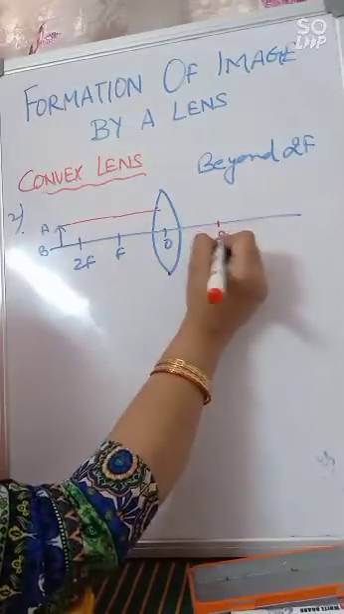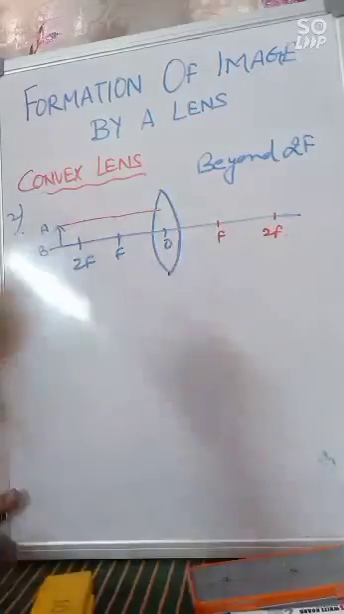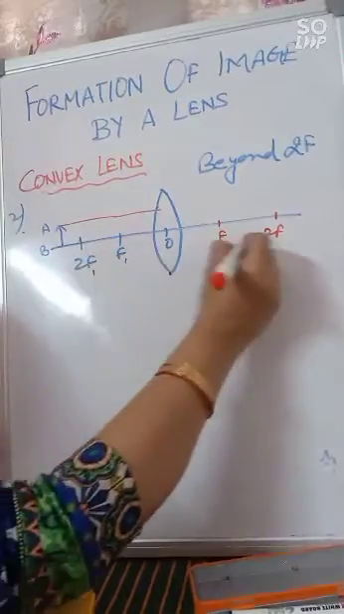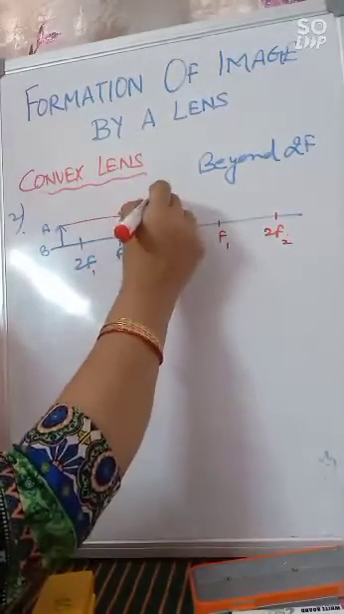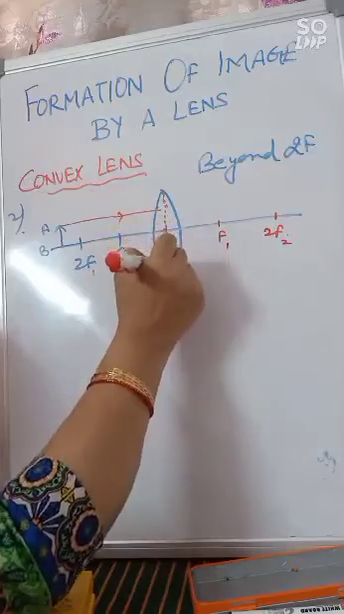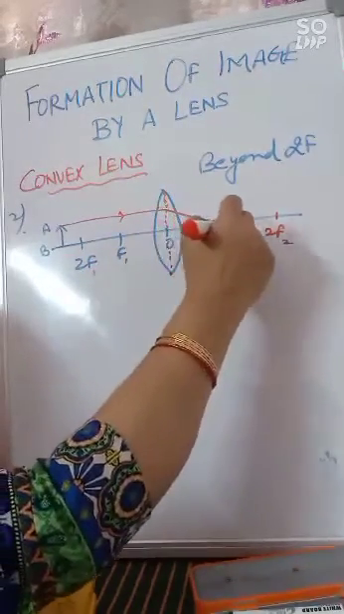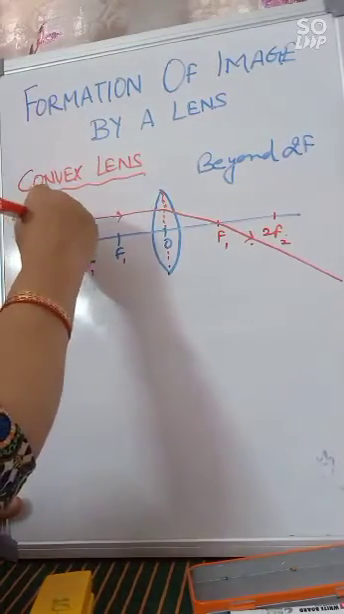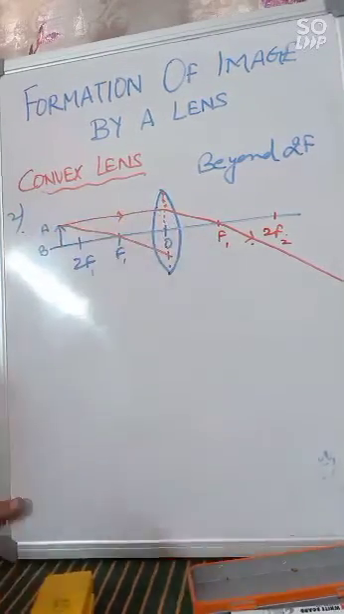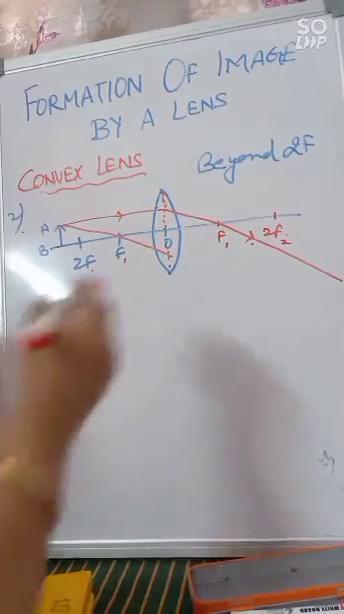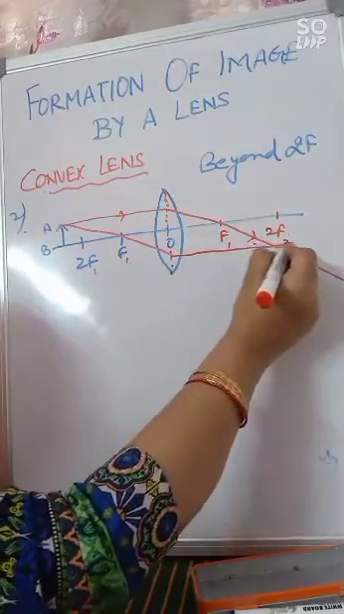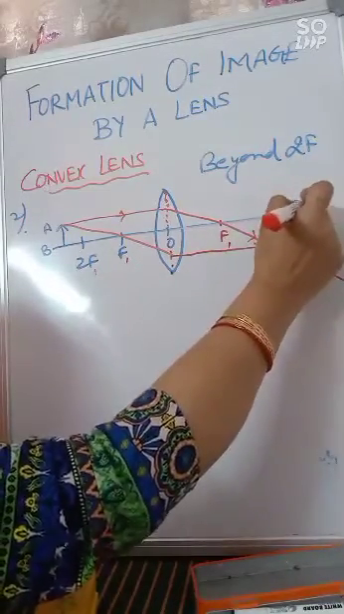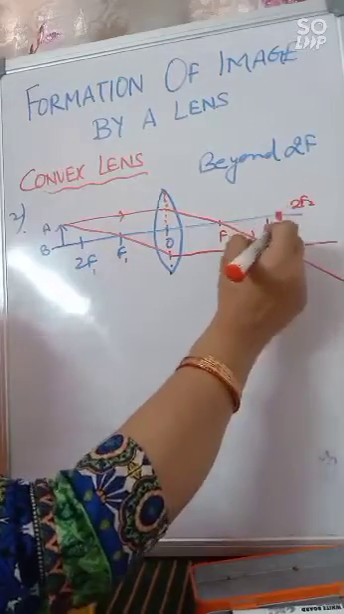Again, I need to write here F, 2F. Fine. A ray parallel to principal axis, after refraction, I know refraction should be exactly from the center. It passes through focus. Second, a ray passing through focus after refraction becomes parallel to principal axis. I'm writing it here, okay? So when I'll be getting this, it will be like this.